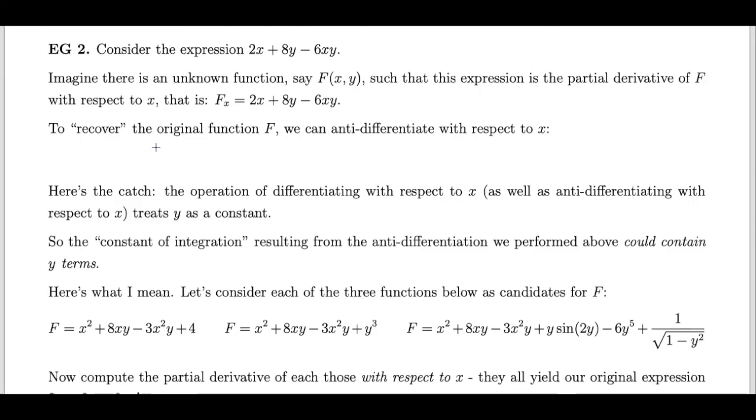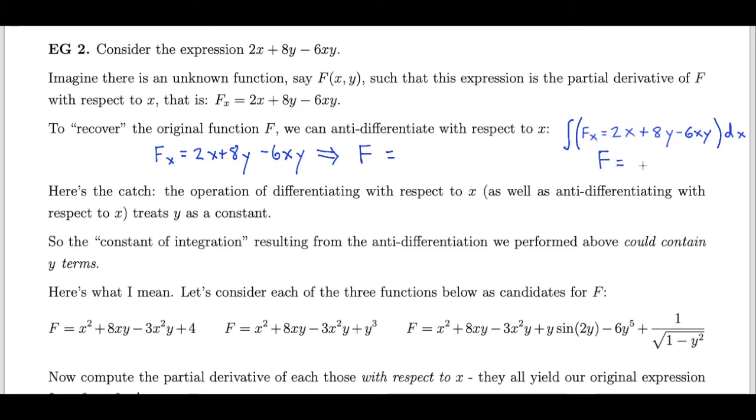We'll write this in a couple ways. Sometimes we'll simply say F sub x equals 2x plus 8y minus 6xy, and then we'll just indicate that that implies that capital F equals the appropriate expression. Sometimes we will actually write the derivative expression and then introduce an integral with respect to x to the entire equation to indicate that we are anti-differentiating with respect to x. In either case, the anti-differentiation process acts more or less how we would expect.